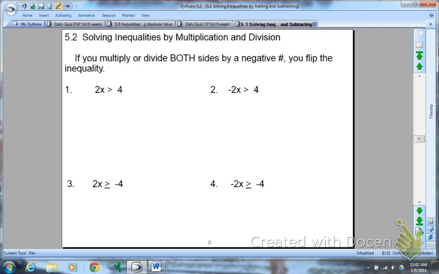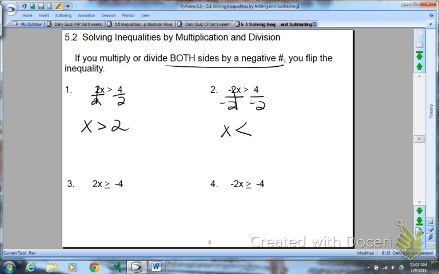Okay, number 1, we're going to divide both sides by 2. Did we divide both sides by a negative number? No, so we do not flip the symbol. So that's x is greater than 2. On number 2, negative 2x is greater than 4. To solve, we divide both sides by a negative 2. So here, did we divide both sides by a negative number? Yes, so we flip the inequality, meaning it's a greater than, we flip it to make it a less than. And 4 divided by negative 2 is a negative 2. Okay? So make sure you flip. Does everybody understand why we had to flip that?